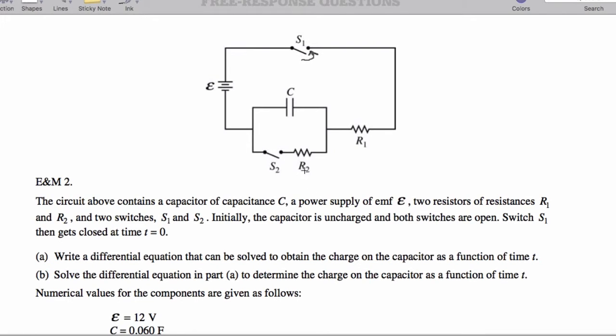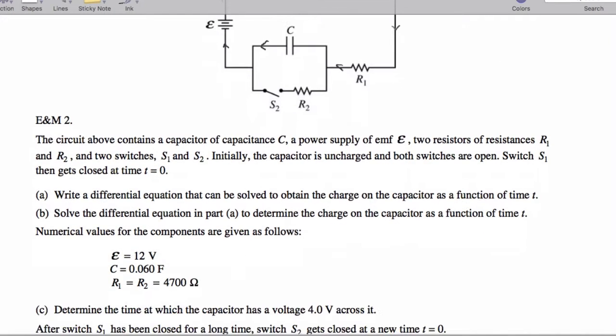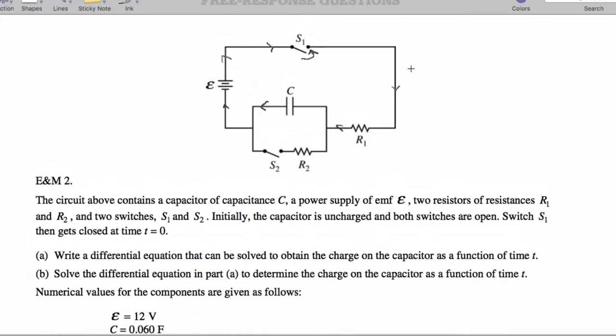leaving S2 open. So that means we have voltage that produces a current that goes out through here, goes around here, through R1, through the capacitor, and back into the battery. So we can write Kirchhoff's voltage rule for part A like this. We can say that the EMF minus I times R1 minus, now the voltage across the capacitor, again, let's remember that for a capacitor, Q equals CV.